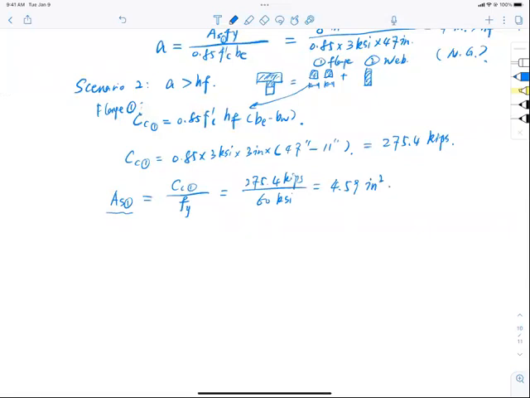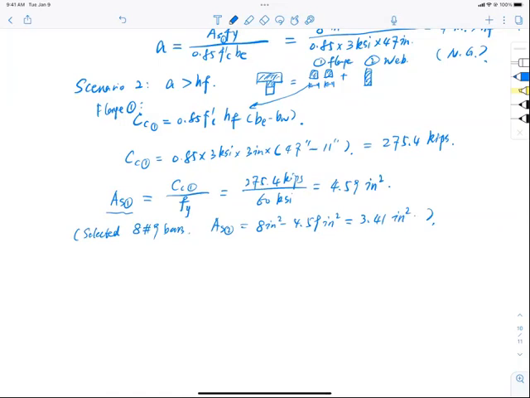All right, now you know that we already selected the bar, so there are 8 number 9 bars. So if AS1 equal to 4.59, AS2 equal to 8 minus 4.59 inch squared, and that is 3.41 inch squared.